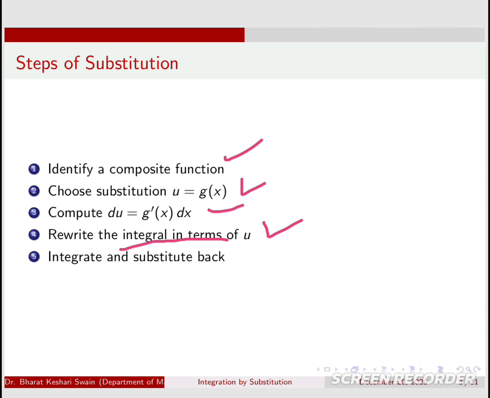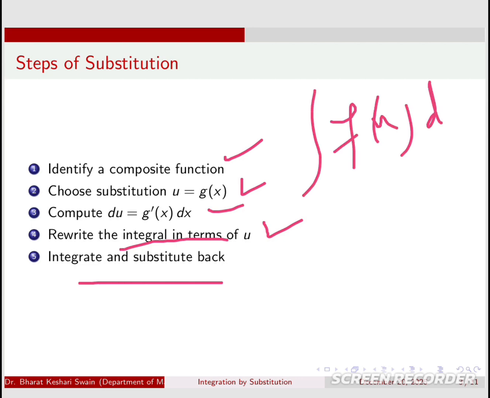And integrate and substitute back. Then after getting the integral in form of f of u du, integrate it and substitute back that u equal to g(x) in place of u. After integrating, put g(x) in place of u. So these are the steps of substitution, and we will go for examples.